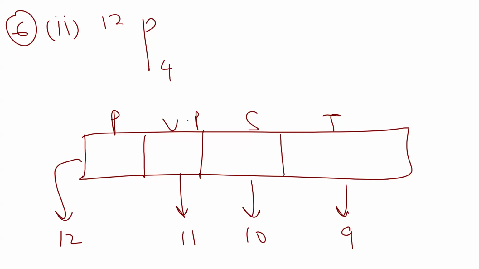So either you can do 12P4 or 12 into 11 into 10 into 9 by the box method. Question number 7, sub question 1, you can do it in the last exercise, exercise number 9. Don't do it right now. 7, sub question 2.